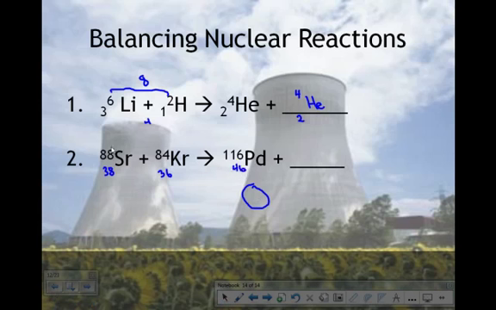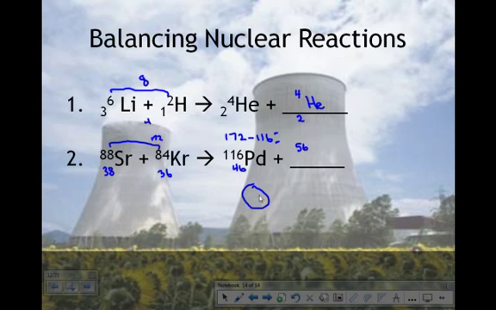All right, so now let's add these tops together. 88 and 84 gives us a total of 172. And so to find out what number we need here, we would do 172 minus 116. And that gives us 56. Wow, took me a long time to think that one through. Okay, but what element is it?